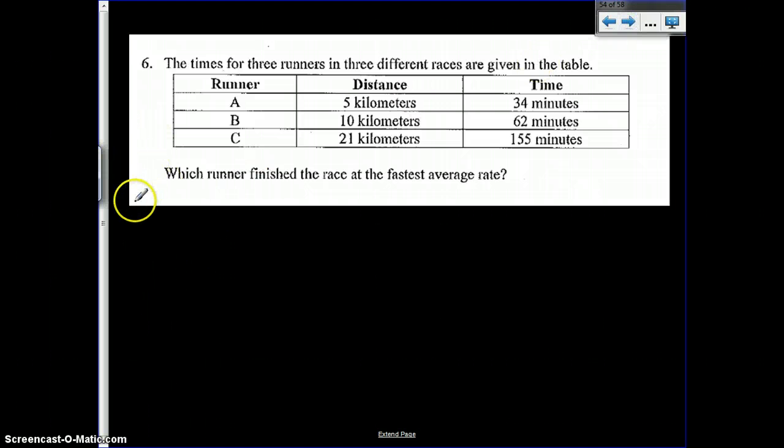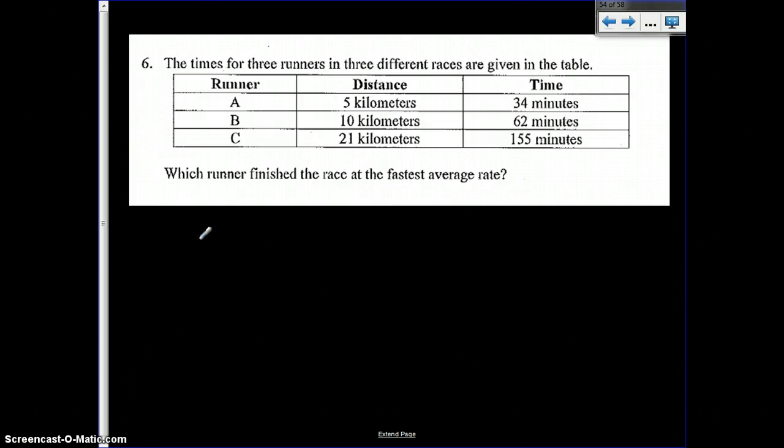The times for 3 runners in 3 different races are given on the table. Which runner finished the race with the fastest average rate? So this would be really easy if they all had the same unit, wouldn't it? Yes. But do they all have the same unit? No. So what can we find that gives them the same unit? What kind of rate helps us compare things? We did it when we were talking about grocery shopping.